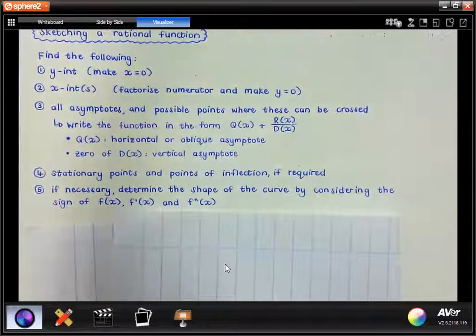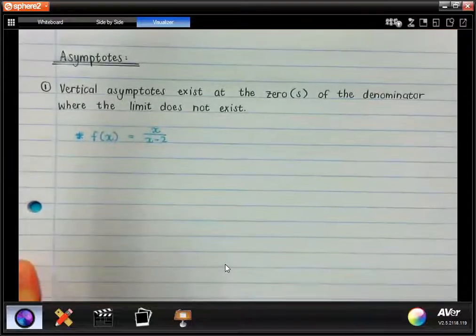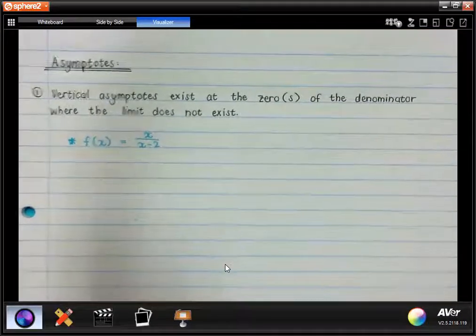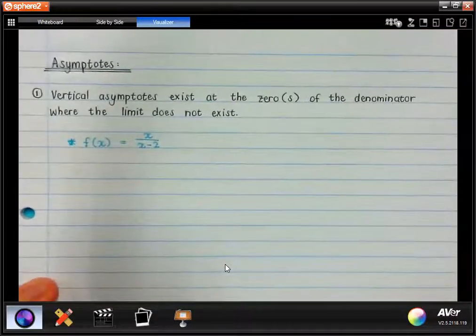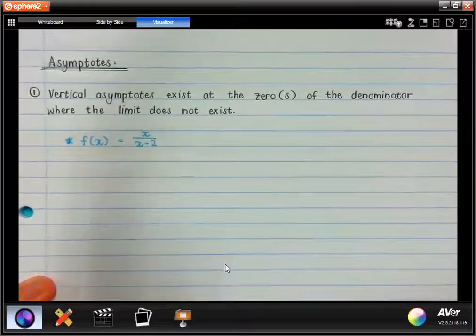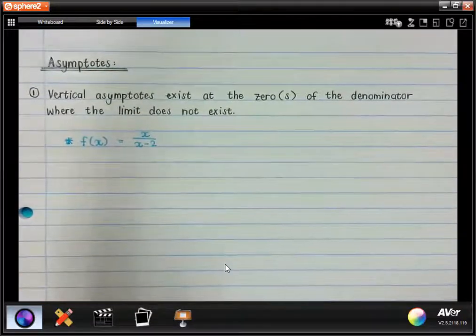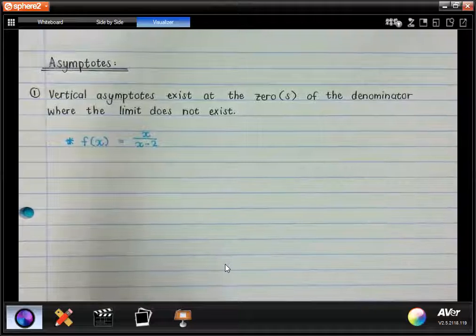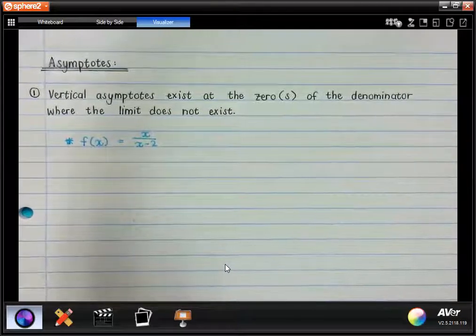Now we're going to do a separate note on asymptotes. So you can copy that part down. And this is now the actual proper definition of a vertical asymptote. So you can just copy that down. It sounds more complicated than it is. So vertical asymptotes exist at the zeros of the denominator where the limit does not exist.